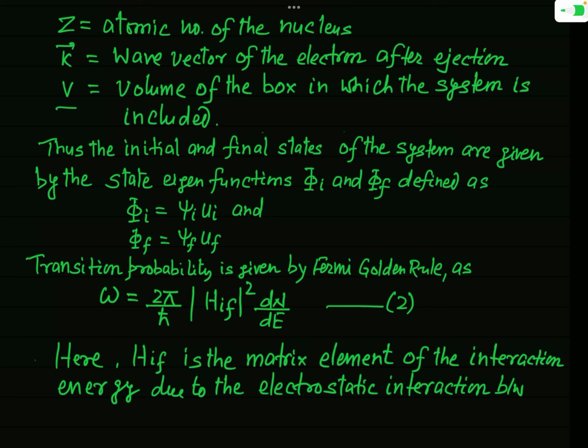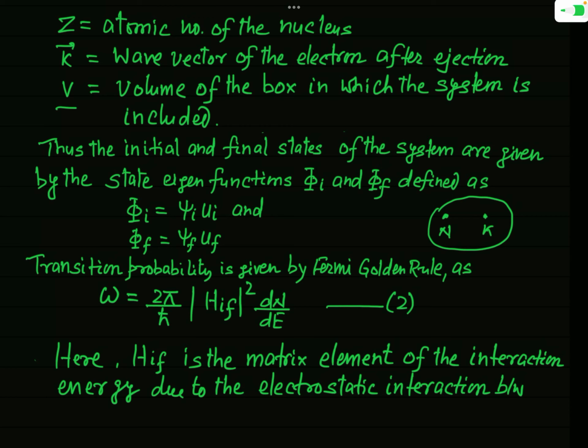Now the system has two parts. One is the nucleus and another is the ejected electron. Okay, and the electron present in a particular cell. So in the initial state, our system was just a combination of a nucleus and an electron present in a K cell. So this is a system composed of two parts: one is the nucleus and another is an electron present in a K cell.